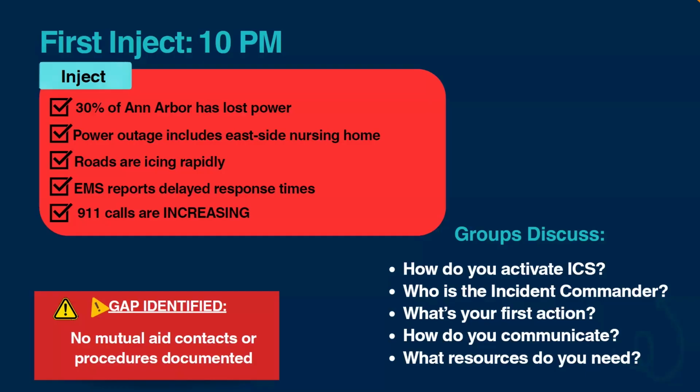Group discussion. How do you evacuate? ICS: who coordinates? What's your first action? One group says, "We open a warming shelter. We request mutual aid." Another group says, "We didn't think about mutual aid. Who do we contact? We don't have any procedure for that." Perfect. The gap was identified. Now let's move to the next inject.